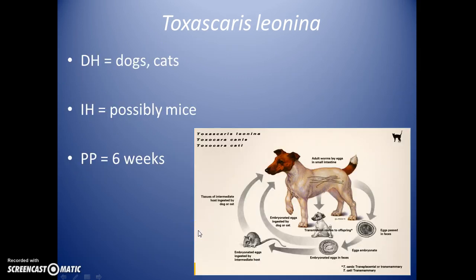Toxascaris leonina, again, very similar to Toxocara. It is in dogs and cats, possibly mice are the paratenic host or intermediate host in this case, and again the prepatent period is 6 weeks, just like Toxocara.